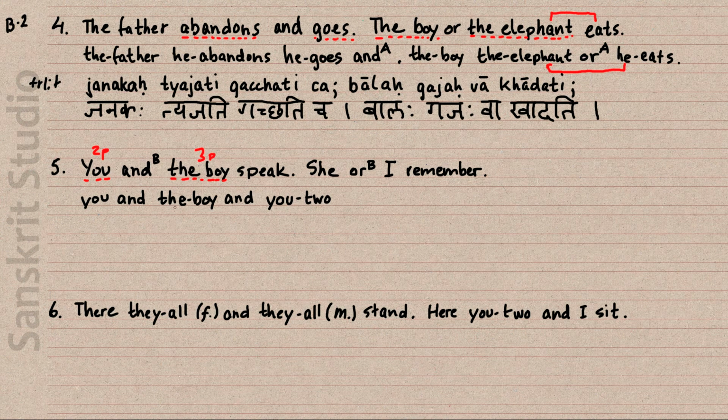And this has nothing to do with the position. It's not the same rule as if we were using the conjunction "or", because the conjunction "and" has its own rules. So regardless of whether "you" stands first or last, "you" always trumps second person, he or she or the boy. Right, so you two speak.